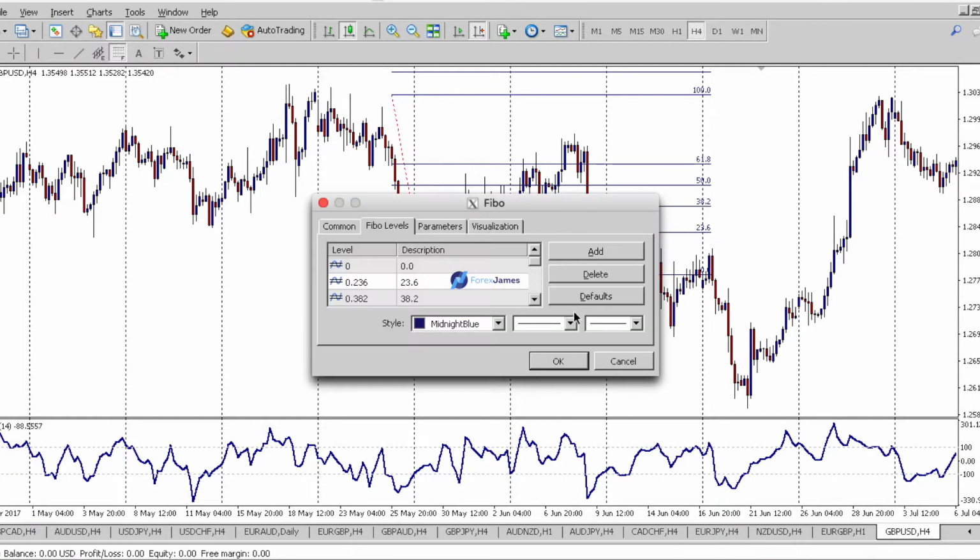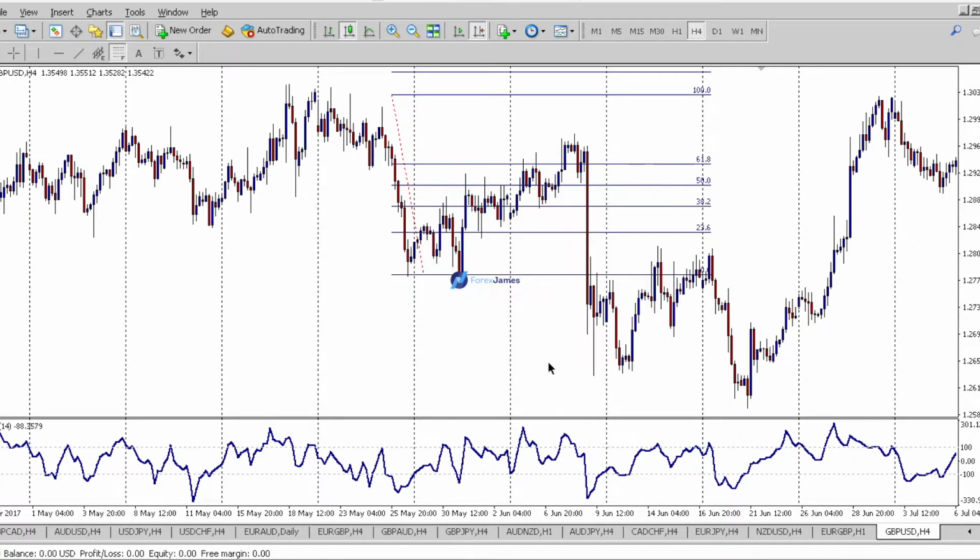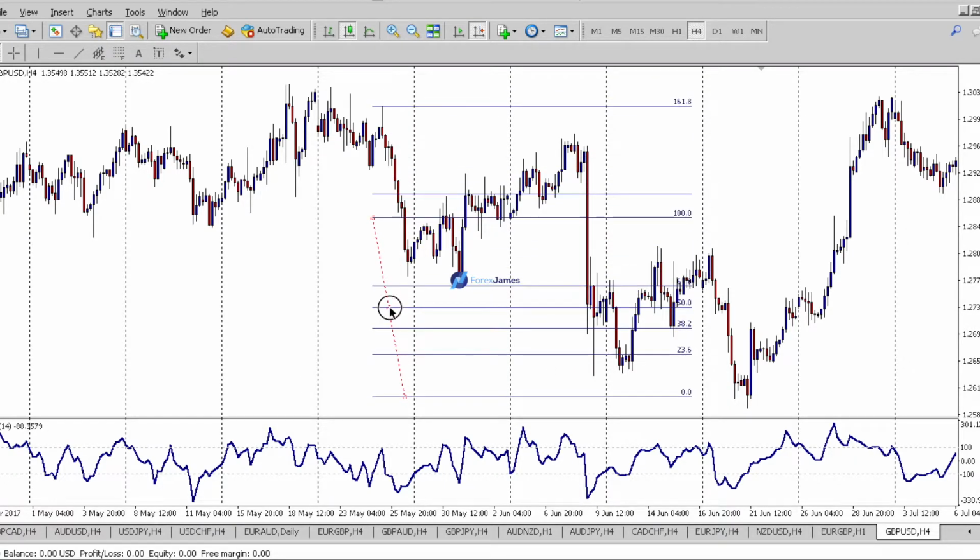Okay, so what do I like to use for my stop loss placement? I like to use the 1.13 and sometimes the 1.27. All right, let me delete this one. Let's just use 1.13 for this example. Okay, so what do I mean by this?